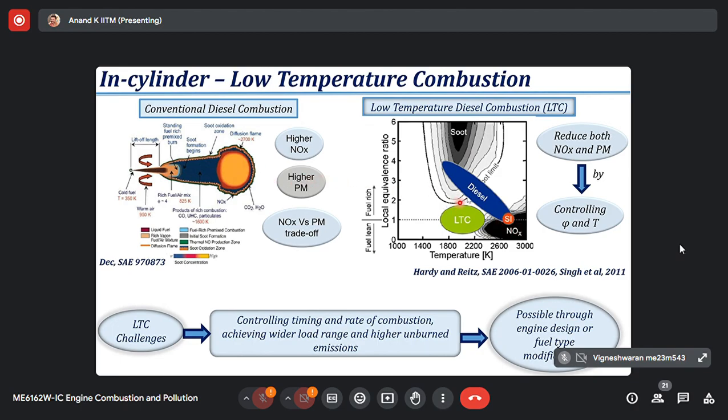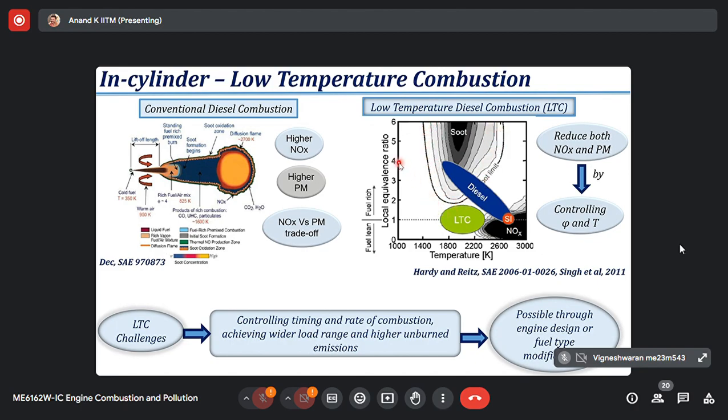In conventional diesel combustion, this blue one is the conventional diesel operating regime. It passes through the NOx formation region, so you end up forming very high NOx. Soot will form with the equivalence ratio starting at 2, as you can see here. This is the soot formation region.